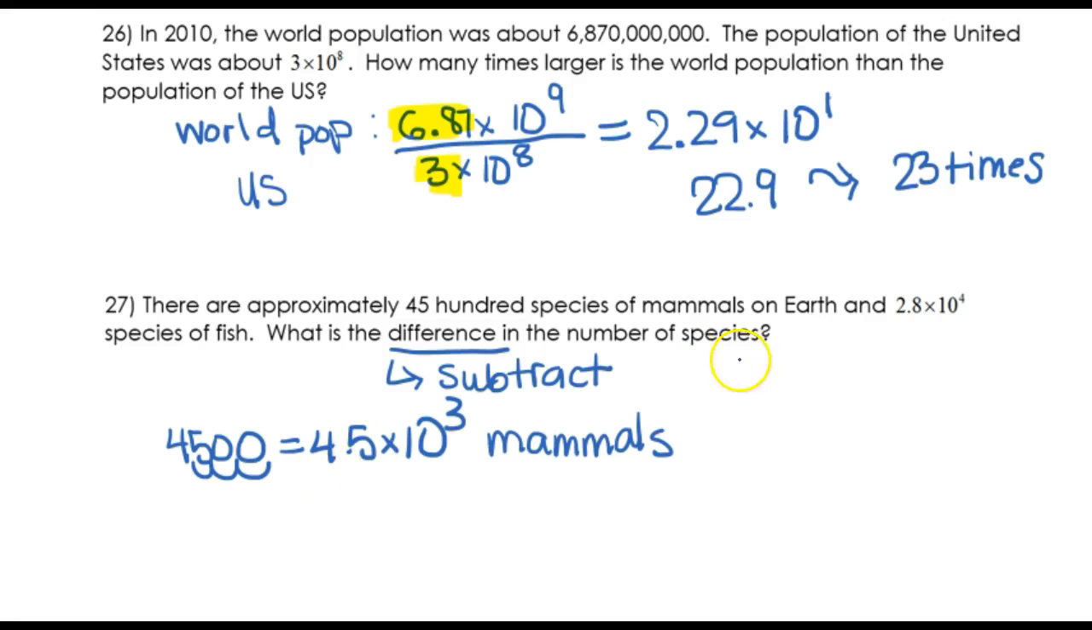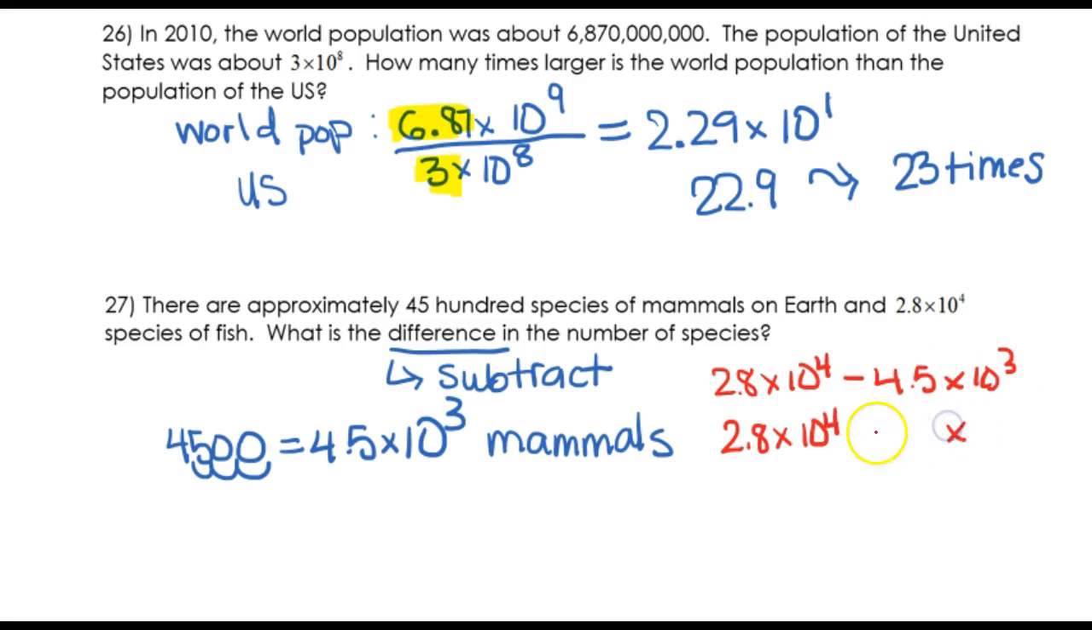That's the bigger number, 2.8. I'm going to come over here, 2.8 times 10 to the 4th. Difference, I'm going to subtract 4.5 times 10 to the 3rd. When we subtract in scientific notation, the powers have to be the same. So I'm going to leave my 2.8 times 10 to the 4th power, but I want to change this 4.5 times 10 to the 3rd to 10 to the 4th power. To do that, I need to move my decimal place one place to the left, 0.45.